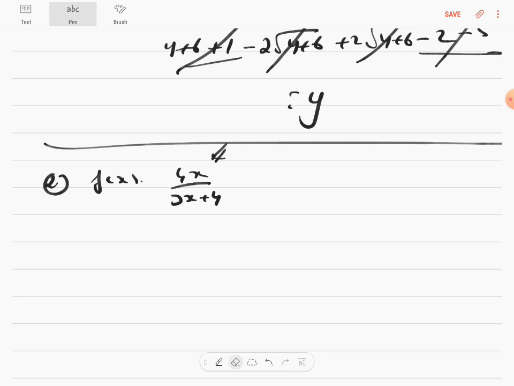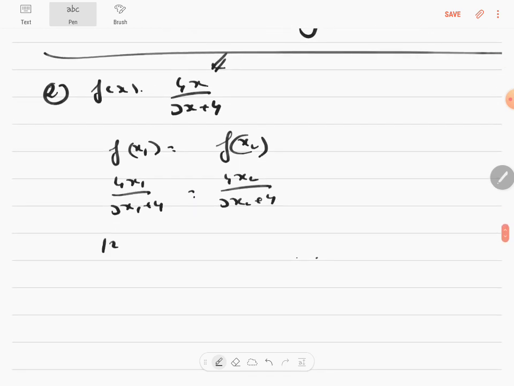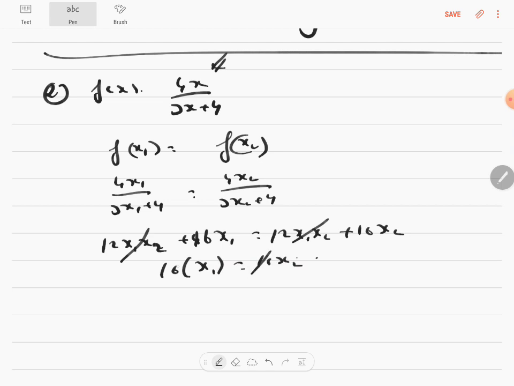Okay, so to prove that it's 1 to 1 and onto, you just have to do it the way you've been doing, because it's a complex function, so don't think of it as numerical. Don't define the domain and range like that, just do it simply. f of x1 is equal to f of x2: 4x1 by 3x1 plus 4 is equal to 4x2 by 3x2 plus 4. Cross multiplying, 12x1x2 plus 16x1 is equal to 12x1x2 plus 16x2. This and this get cancelled, so 16 into x1 is equal to 16 into x2. The 16 gets cancelled, x1 is equal to x2, which shows that it's 1 to 1.